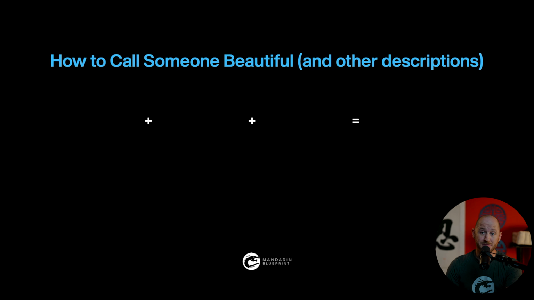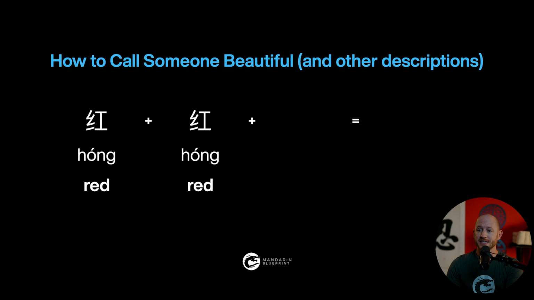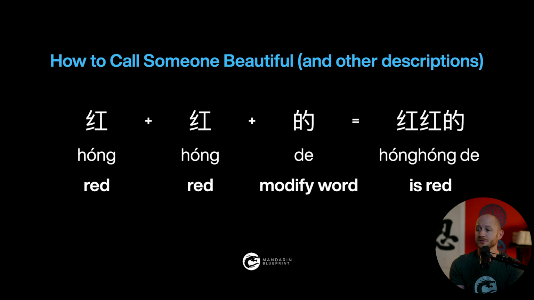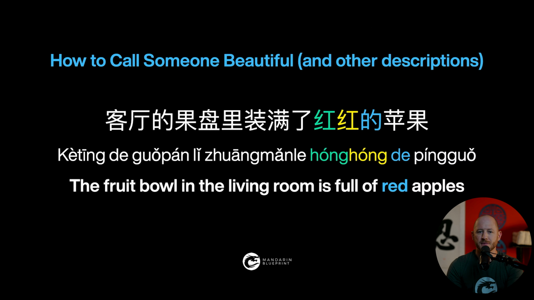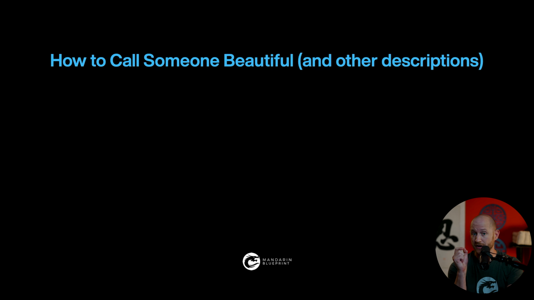Now, sometimes you will take two adjectives together and that will emphasize the description a bit more. So 红 means red and 红 also means red. So if you say 红红的, then whatever comes before it is definitely red, but you're kind of adding a little bit of extra emphasis. For example, 客厅的果盘里装满了红红的苹果. The fruit bowl in the living room is full of red apples. So 红红的苹果. You're just being kind of poetic a little bit when you say it like this. It's just, they're very red. They're extra red. 红红的苹果.